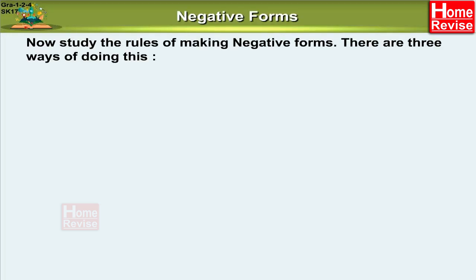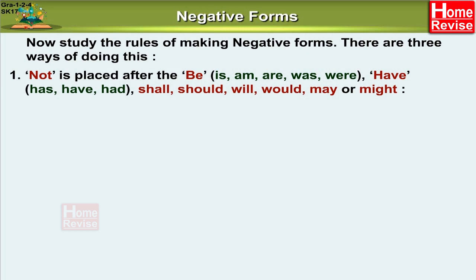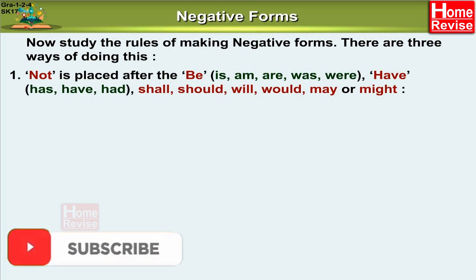Negative forms. Now study the rules of making negative forms. There are 3 ways of doing this. 1. Not is placed after the be, is, am, are, was, were, have, has, had, shall, should, will, would, may, or might.